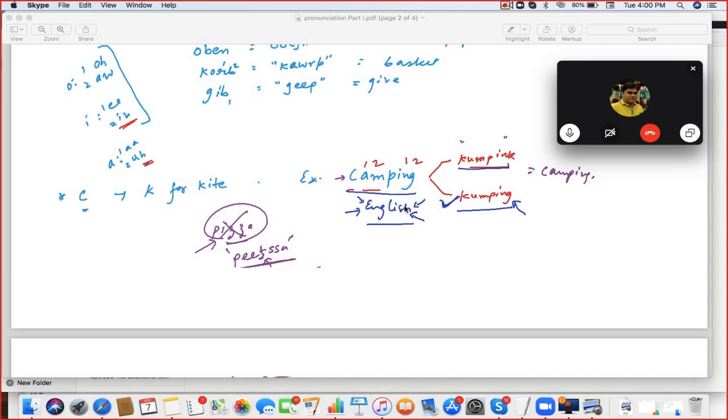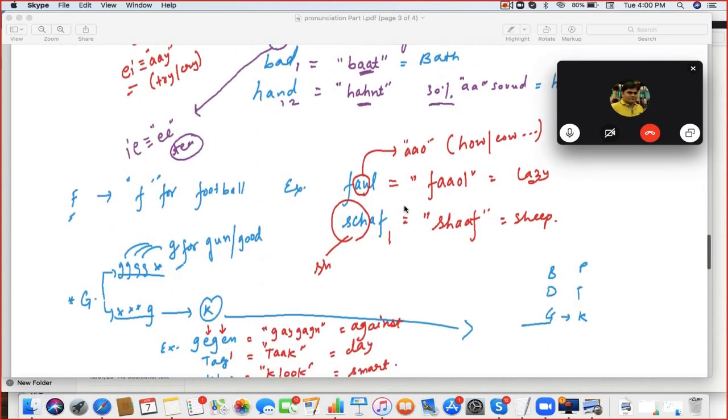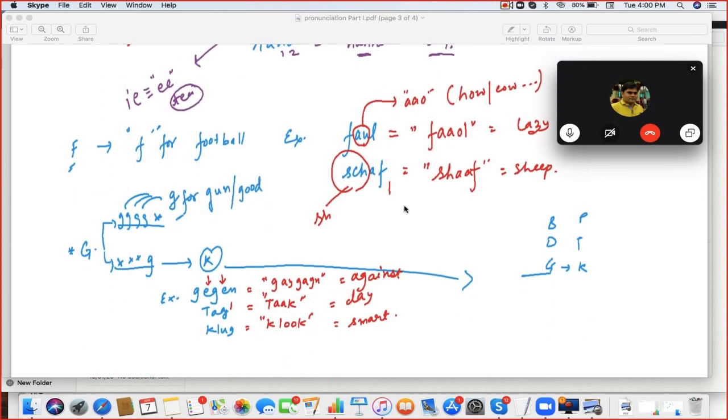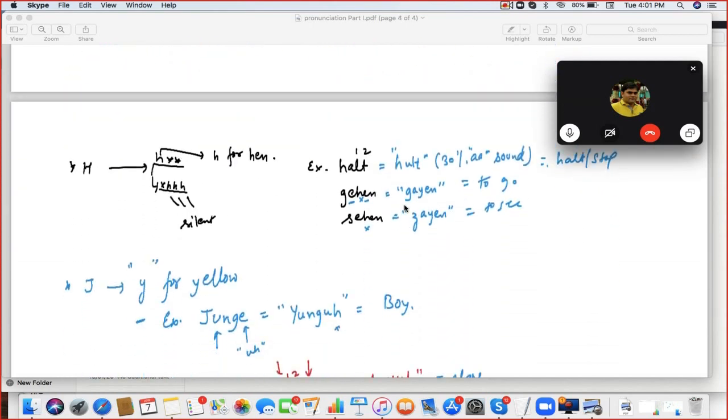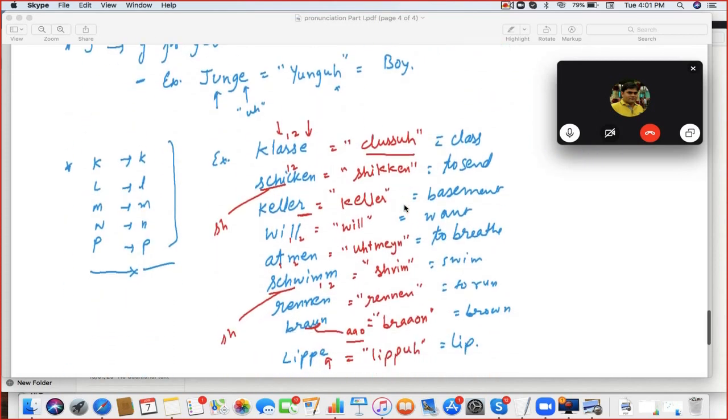Tum. Beide. Reader. Bart. Hunt. Next. Foul. Schaf. Gegen. Tag. Klug. Correct. Halt, gehen, sehen, Junge, Klasse, schicken, Keller, will, Atmet, Tim, Ennen, Brown, Lippe.